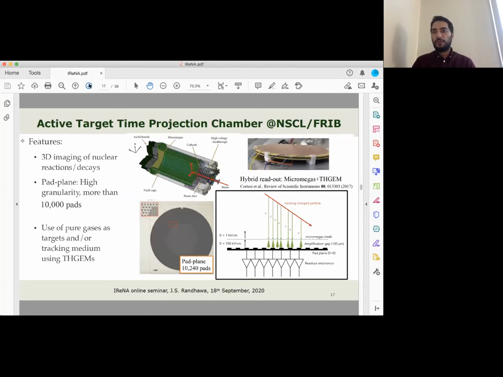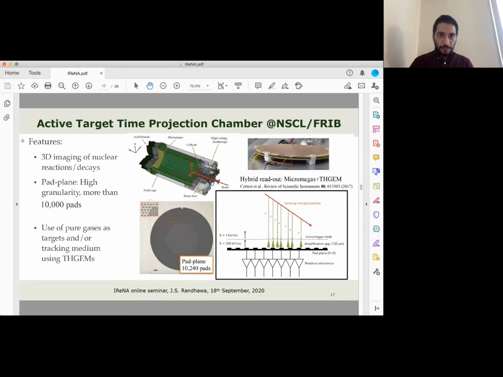So what I'm going to focus on is the active target time projection chamber at NSCL, which is what we used to measure this reaction rate or reaction cross section. The advantage of active targets is that they allow 3D imaging of nuclear reactions and nuclear decays. The idea behind it is that your target material, which is the gas with which the detector is filled, also acts as the detector medium.